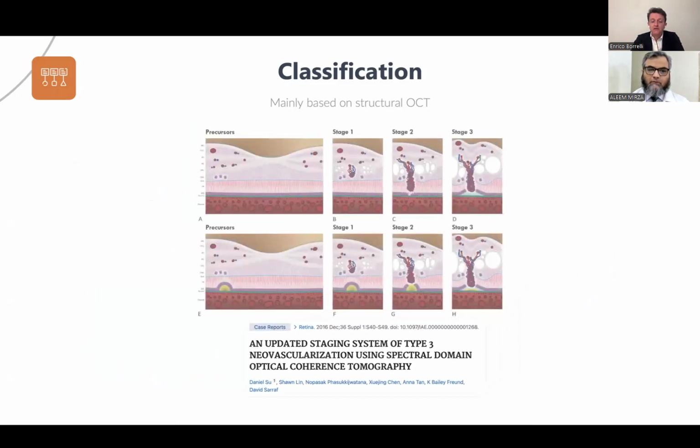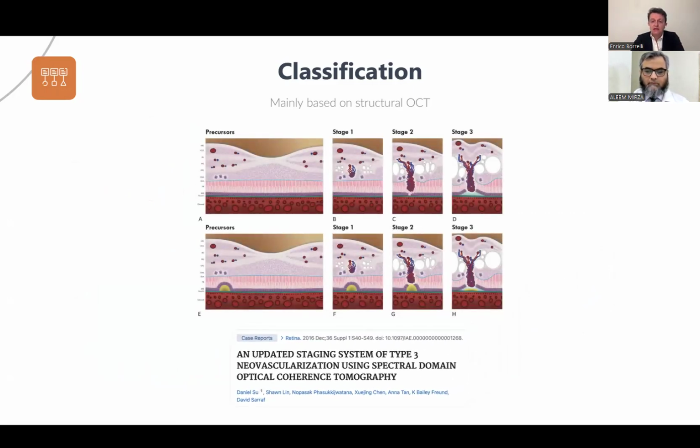So the staging of type 3 macular neovascularization is dependent on the localization of the new vessels. When new vessels are located within the neural retina, this is stage 1 type 3 MNV. When these new vessels reach the RPE, we may have a stage 2 or stage 3 type 3 macular neovascularization.